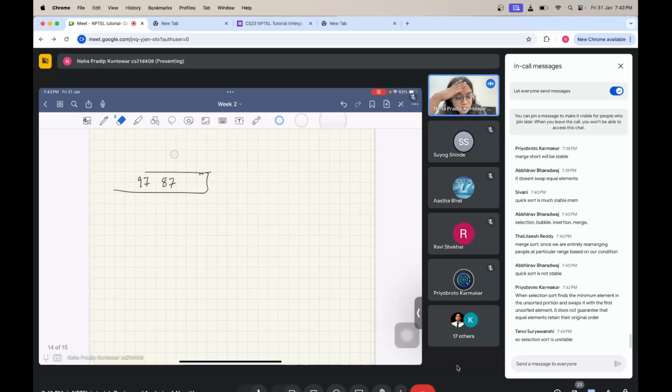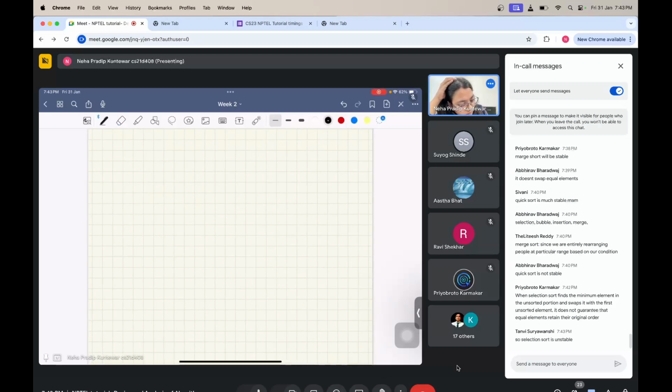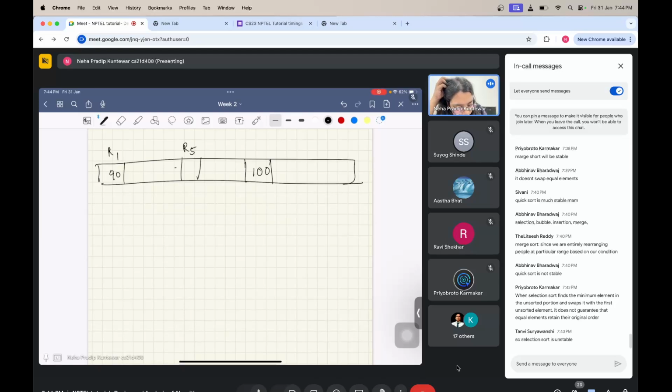sorry, so this is not correct. So maybe let's say 10 is the minimum, and this is R1 who has 90, then there is some person R5 who also has 90, and let's say R7 also has 90. So then 100 is the maximum number of marks. I'm sorting in the reverse order, from maximum marks to minimum marks.